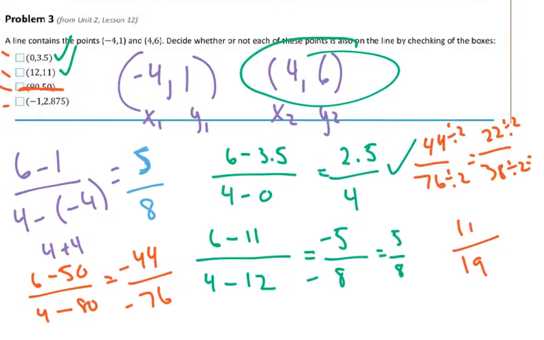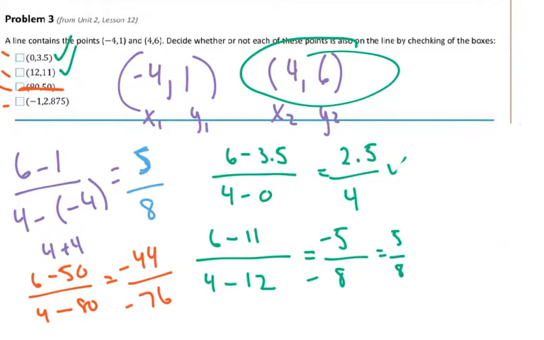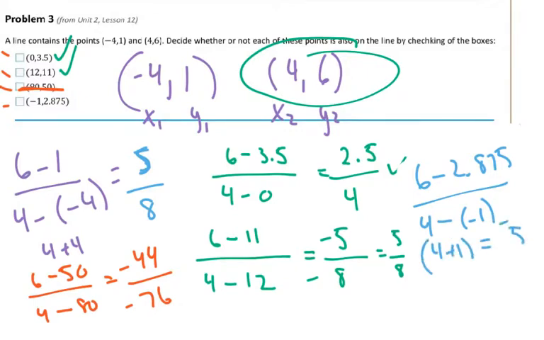Last one, -1 and 2.875. I got to make myself some space here. So now I've got 6 minus 2.875 all over 4 minus a -1. So that becomes 4 plus 1, which is 5. 6 minus 2.875 is 3.125.